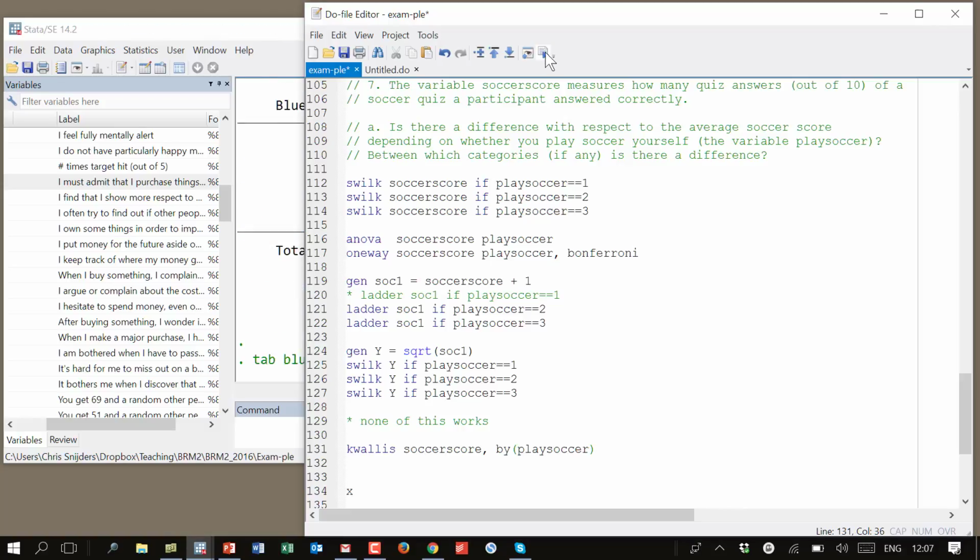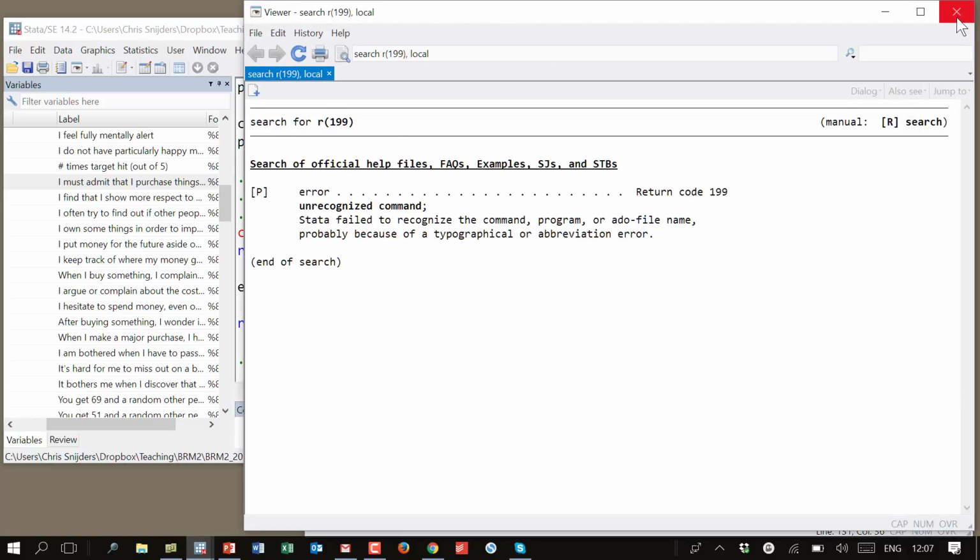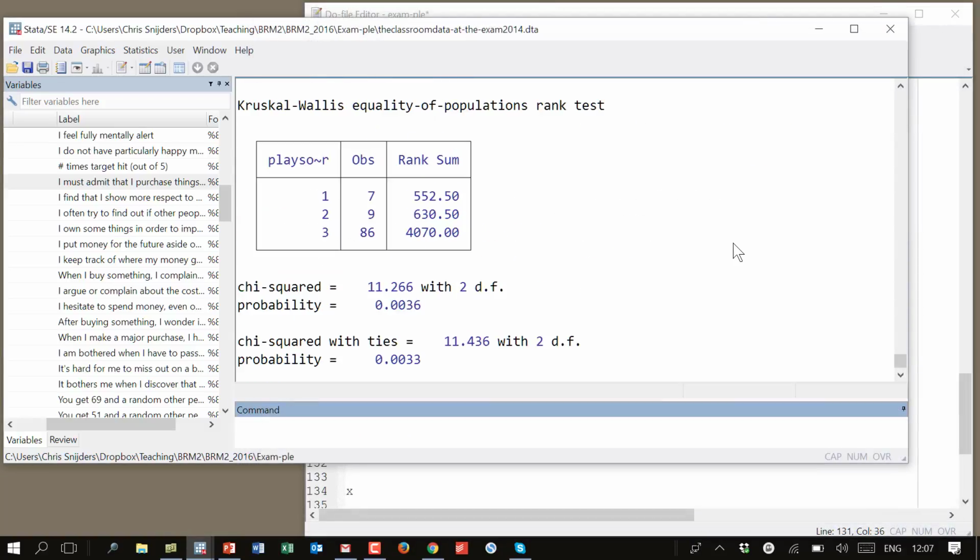There we go. Here we have our results. We see the different kinds of rank sums and the test of equality between these different groups, and we see clearly that the test is rejected. So equality between the groups is certainly rejected here.